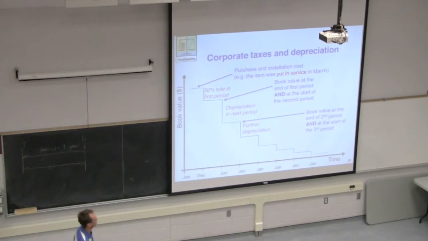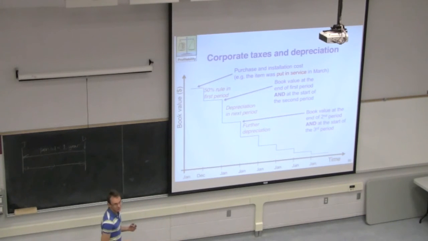Okay, so let's take a look at a picture of what depreciation is, and then we'll look at the formulas to calculate. So here's my book value right at the start of some period. And this company is putting this equipment in service in March. So even though the tax year runs from January to December, March is when that book value kicks in. That's the cost of the equipment and installation.